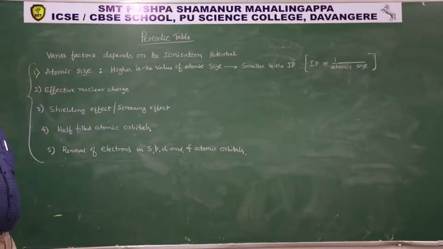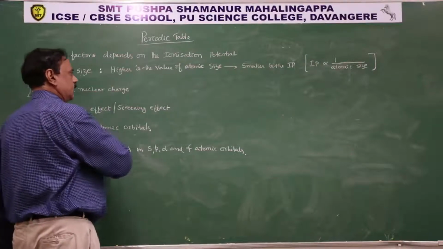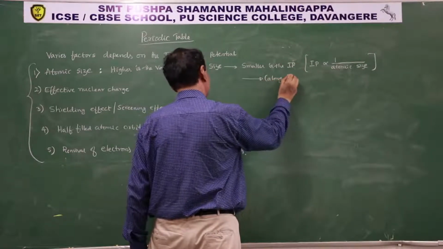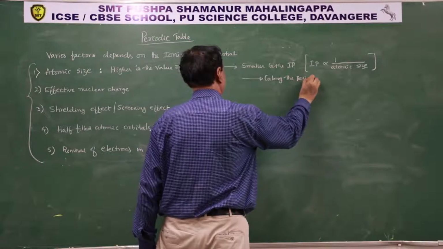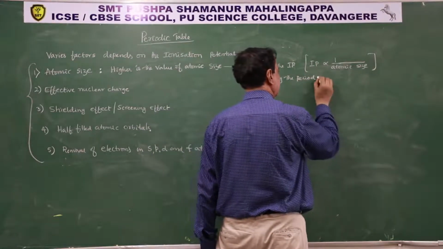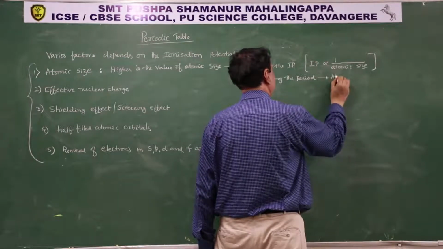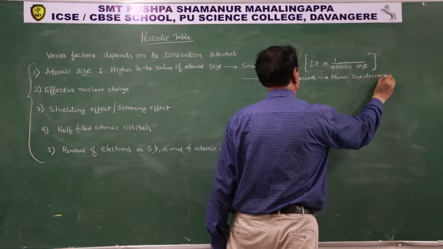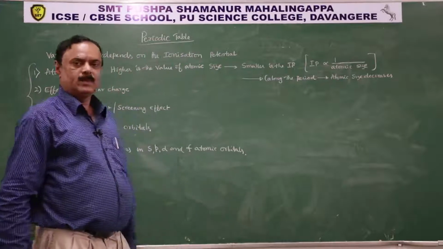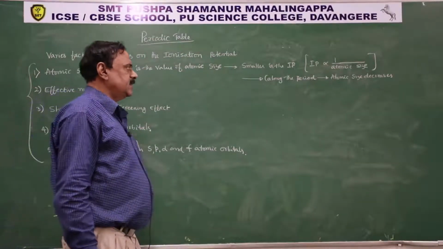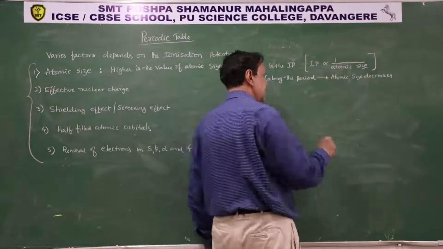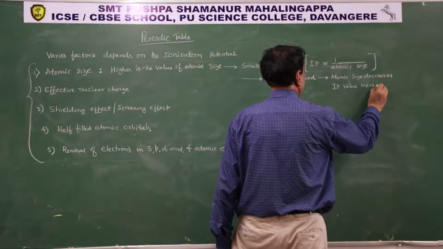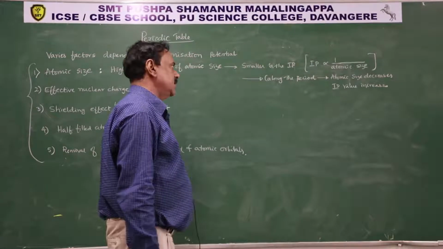Now, along the period and down the group. What about the trend in atomic size? Along the period, atomic size decreases. Whenever the atomic size decreases along the period, the ionization potential value increases.